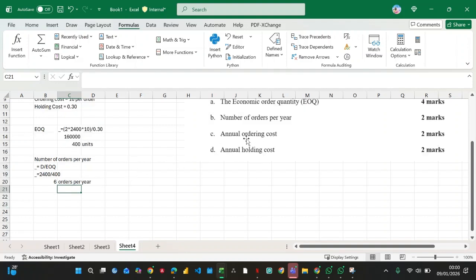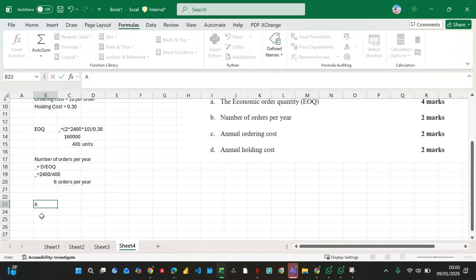God, I just need this question to come out. You see, we have annual ordering cost. All these things are very practical. They are not really hard.